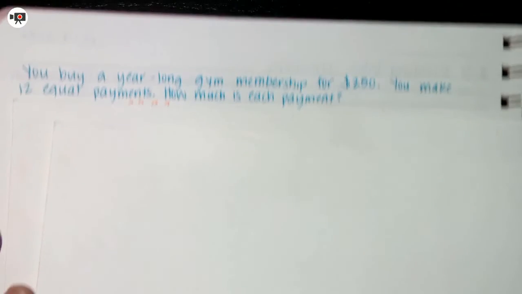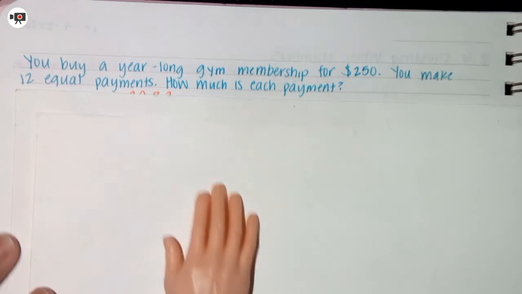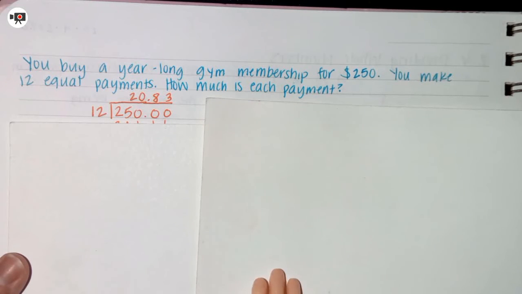So let's say you buy a year-long gym membership for $250. You make 12 equal payments. How much is each payment? So we're going to do 250 divided by 12.